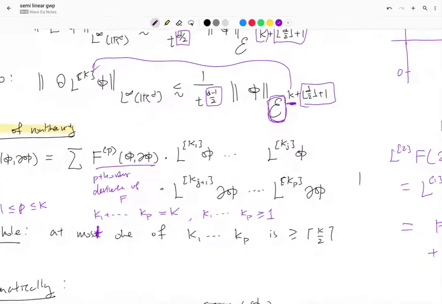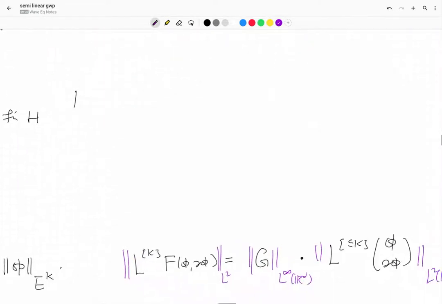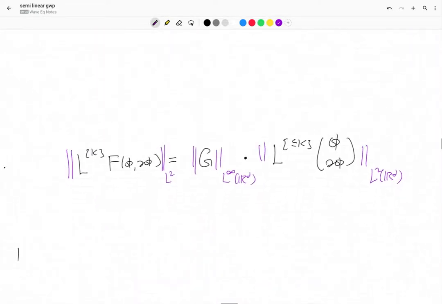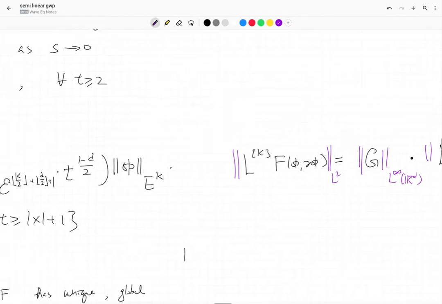Okay, so going back to what we have down here, over here, we see that we have up to k derivatives acting on phi or d phi, and therefore this is going to be bounded by phi measured in the Ek term, and this is precisely the Ek term that comes out over here.